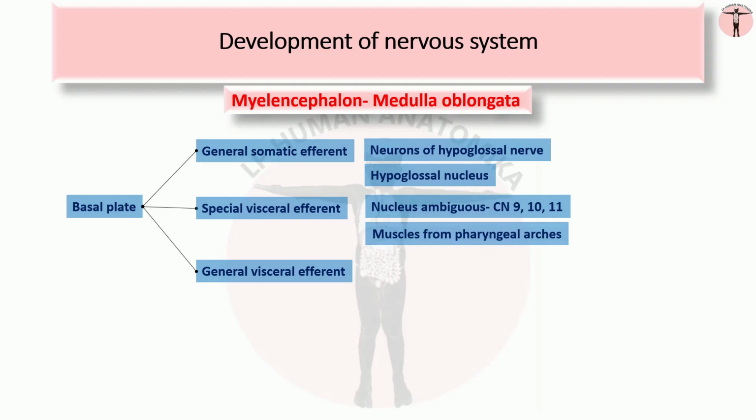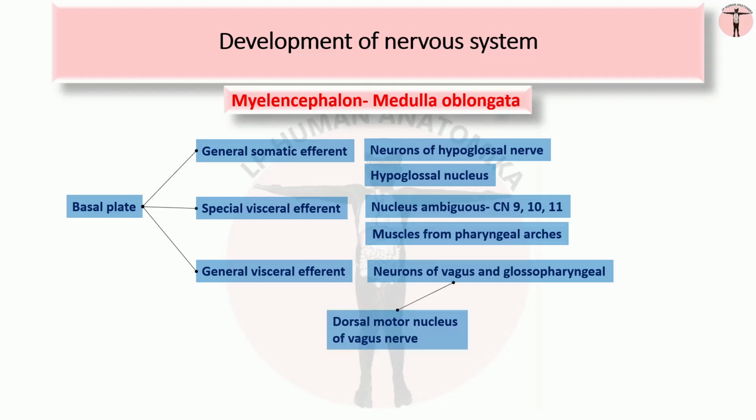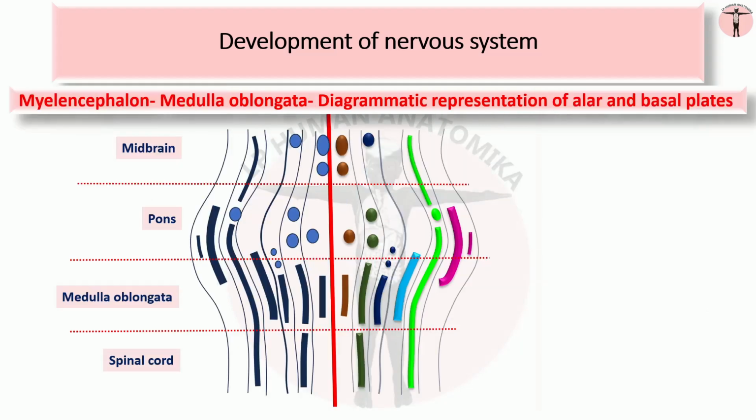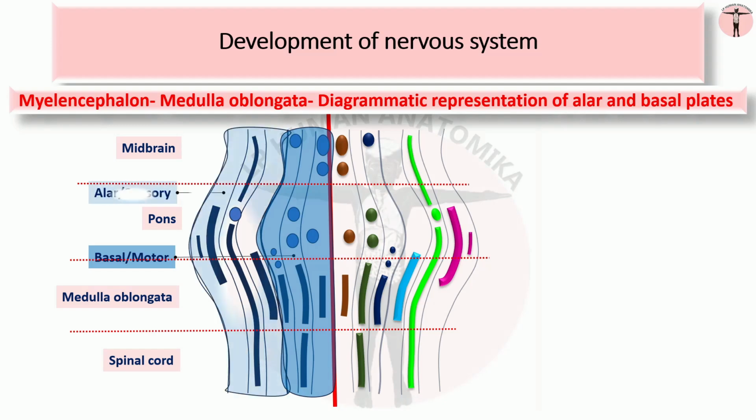General visceral efferent is represented by neurons of the vagus and glossopharyngeal nerves and are called the dorsal motor nucleus of the vagus and the inferior salivatory nucleus respectively. You can observe the same details here with the diagram. You can observe that the basal plate is present on the medial side next to the midline and the alar plate is present lateral to the basal plate.